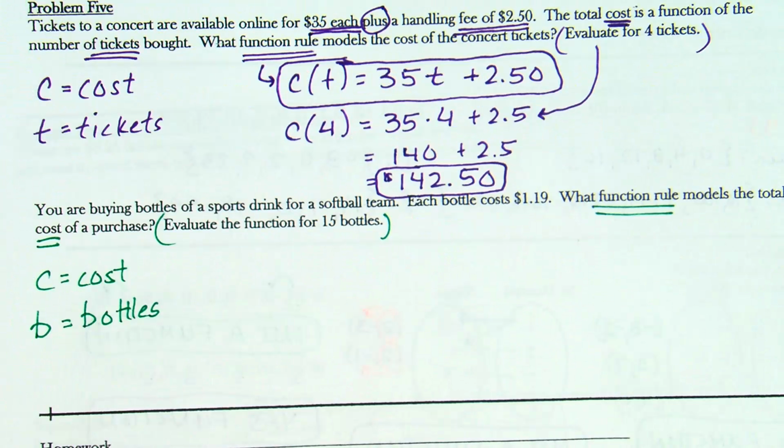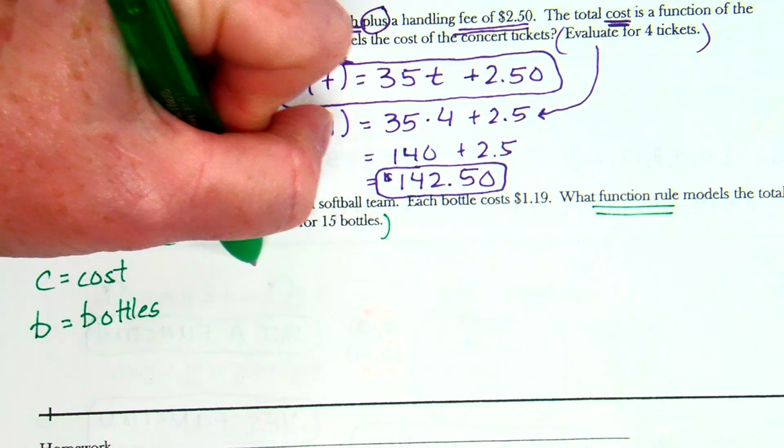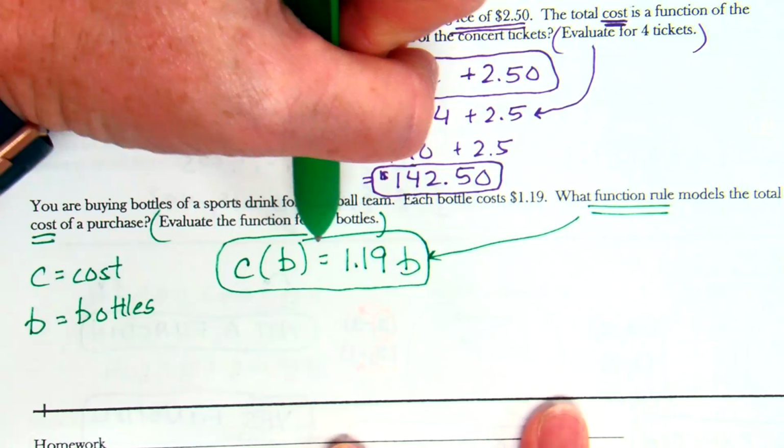So if I'm writing my function rule, I'm going to use C of B, the cost based on bottles. And what am I going to do? $1.19 times B. This is my function rule. I'm going to evaluate it for 15. So I'm doing C of 15, which means we're doing 1.19 times 15, and the calculator answer is 17.85. That's $17.85.